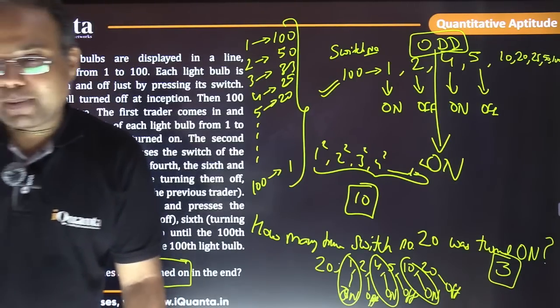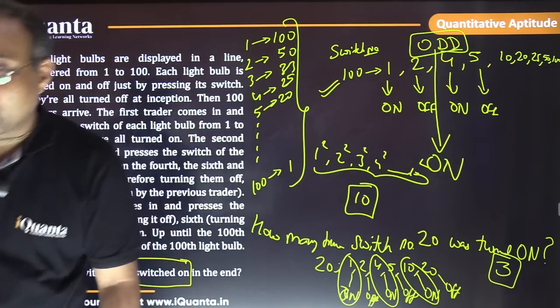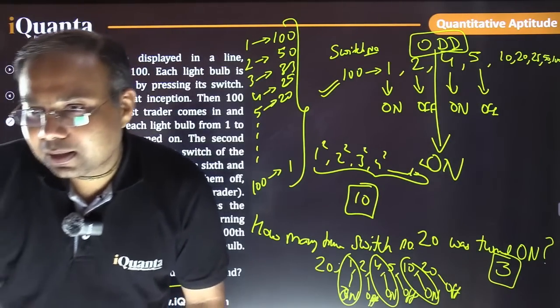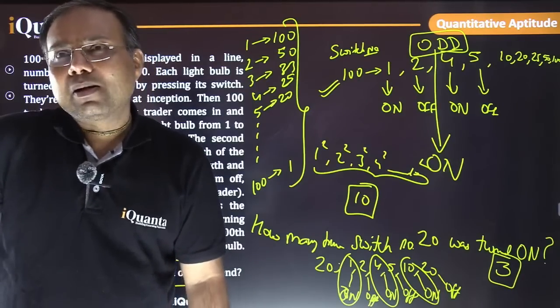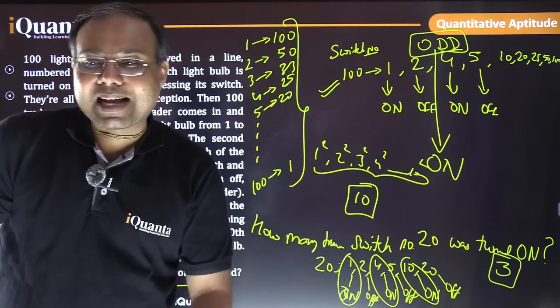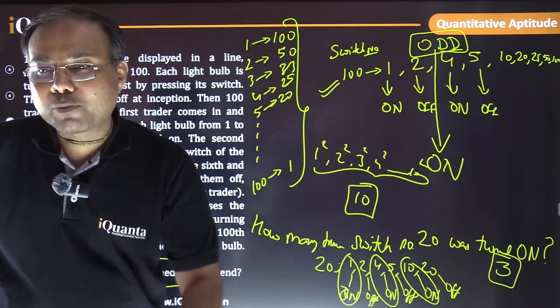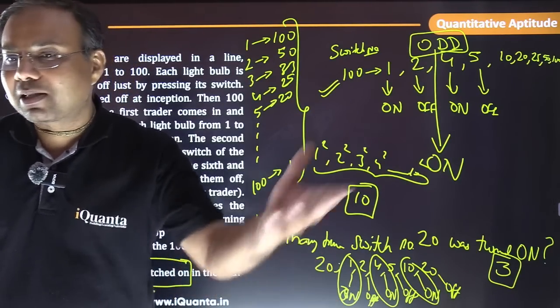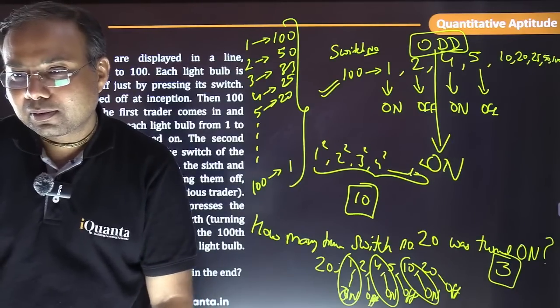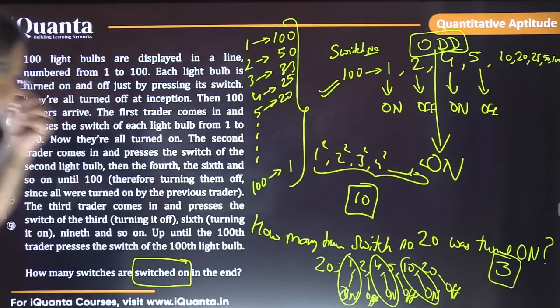Prime numbers will remain on. No, Apurva. How will prime numbers remain on? Prime numbers are visited by exactly 2 persons, isn't it? So the first person is person number 1 and the second person is that prime number itself. Okay, I'm moving further now.